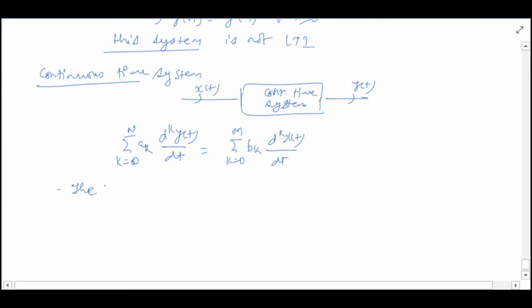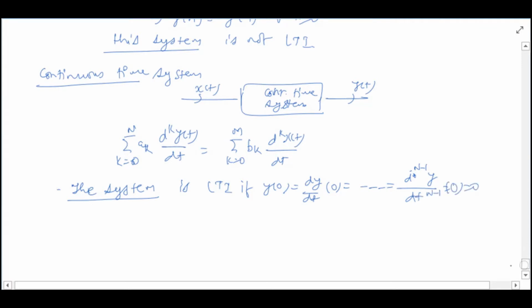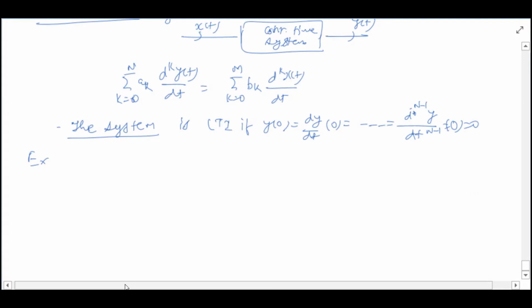The system is LTI if y(0) equals dy/dt at 0, dot dot dot, up to d^(N-1)y/dt^(N-1) at 0, is 0. We can use this criterion to see that the RC system that we had seen earlier as an example of a continuous time system is not LTI unless y(0) is 0. So as an example, let's see this RC system with input x(t) and the output voltage across the capacitor.